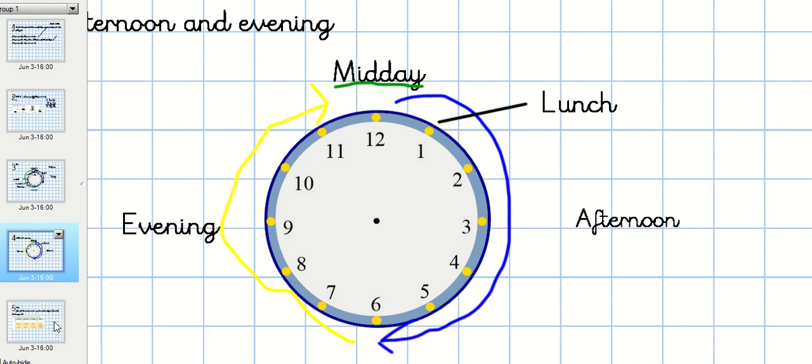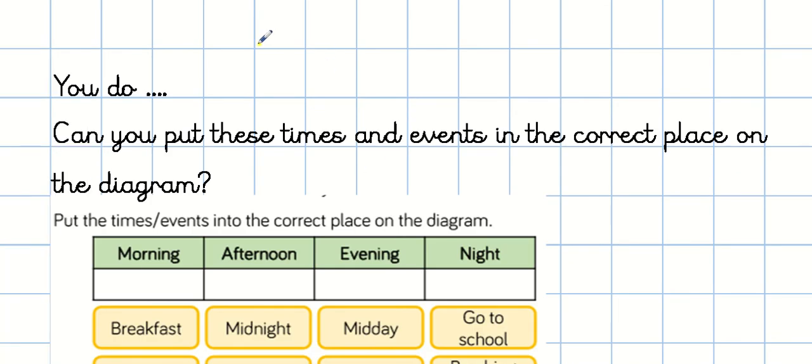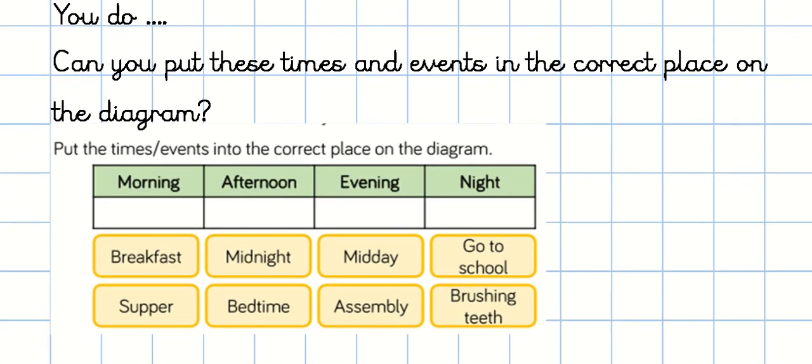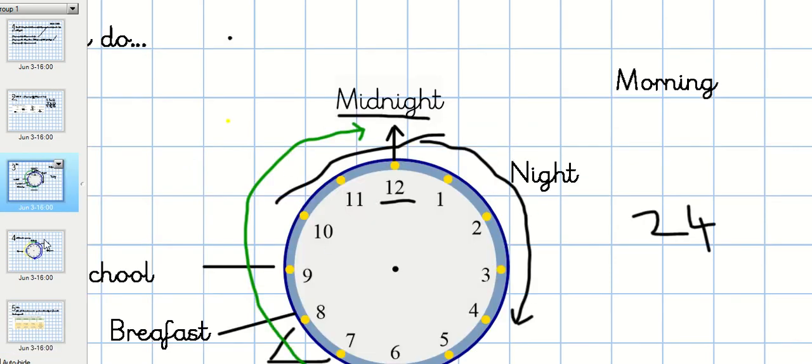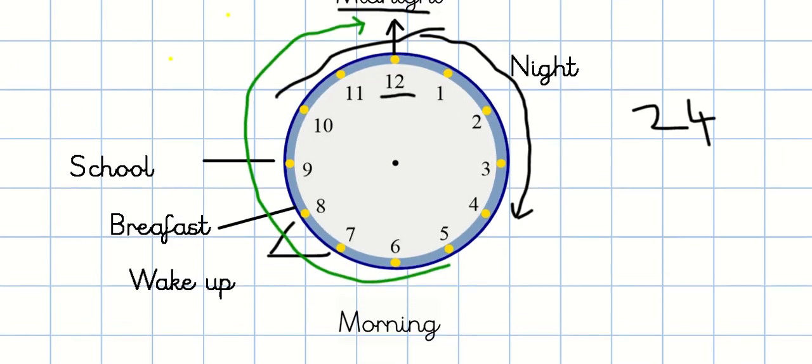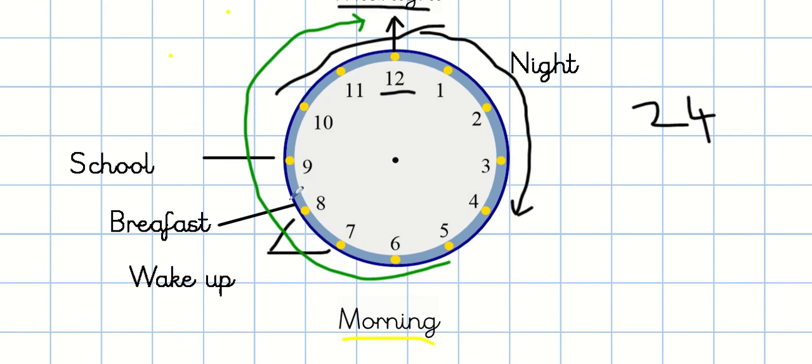So knowing this, we now need to use that knowledge to put these times and events in the correct place on a diagram. So let's start off. Breakfast. Would our breakfast be on the first spin of a clock or the second spin of a clock? Well, actually, we know that breakfast happens in the... That's right, breakfast happens in the morning. So we know that it'll be on the first spin of a clock, and we're going to put it under morning.